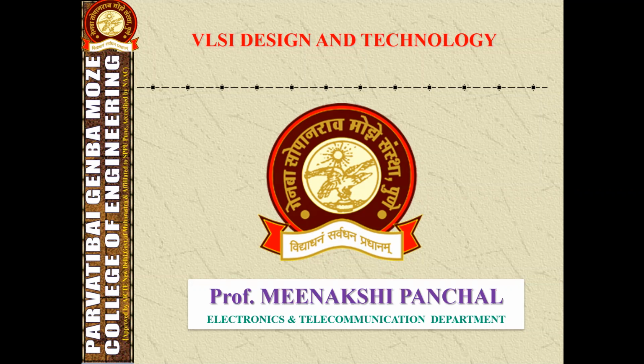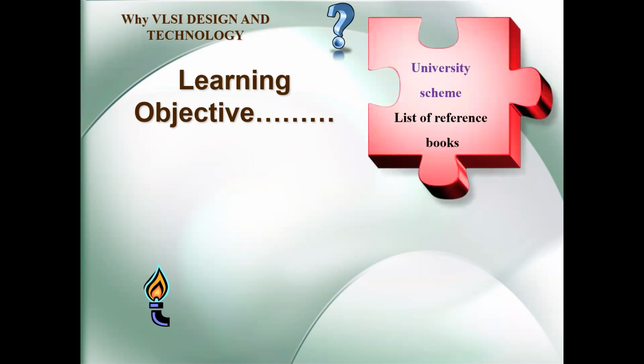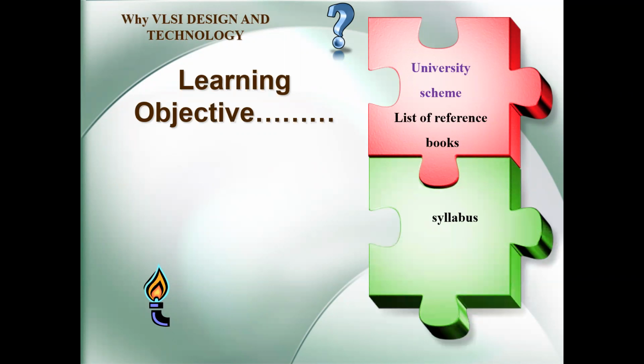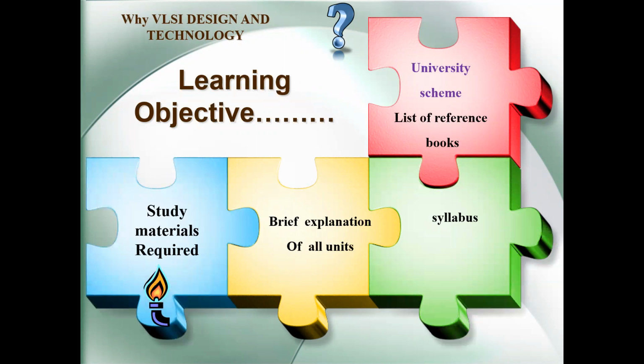So in this lecture, we are going to see why we should learn the subject VLSI Design and Technology, what the learning objectives of this subject are, the university scheme, and what list of books they have provided for reference purposes, and the details about the syllabus they have given for study purposes, and a brief explanation of each unit, and what type of study material is required for scoring in the examination. At the end of the lecture, I am going to share all the study material required for understanding the subject.